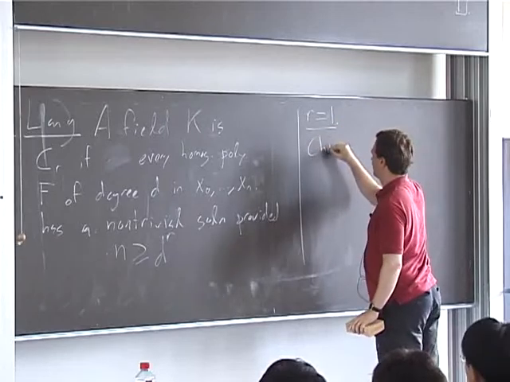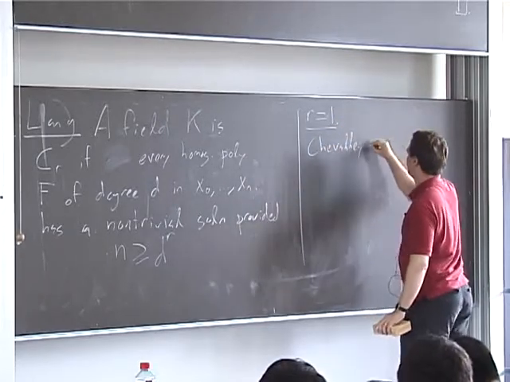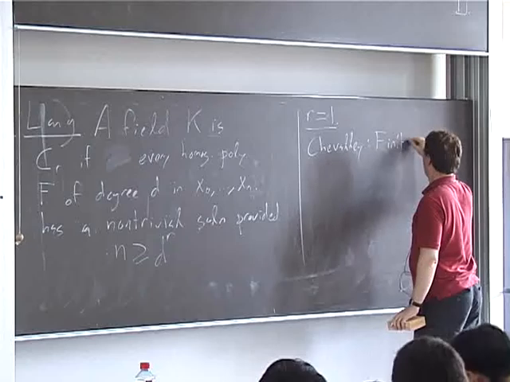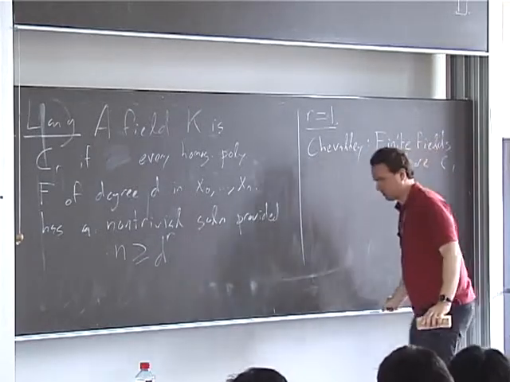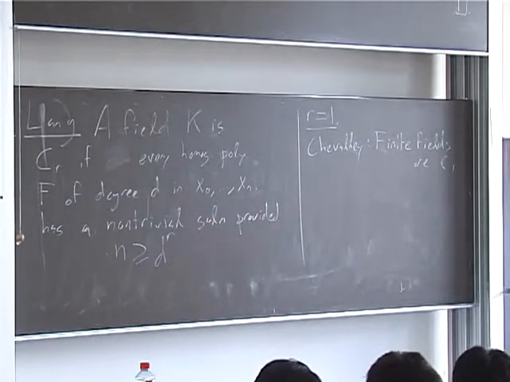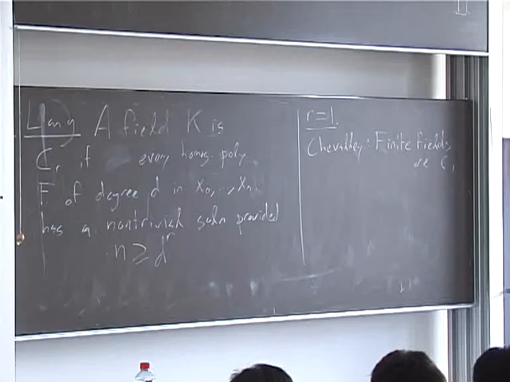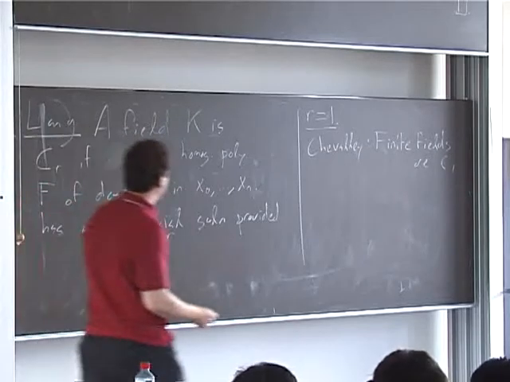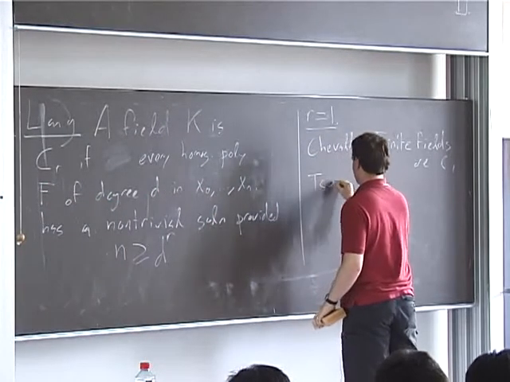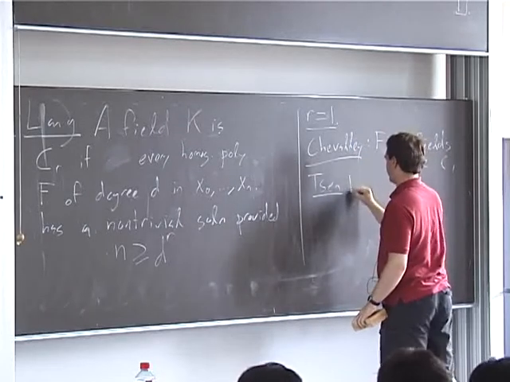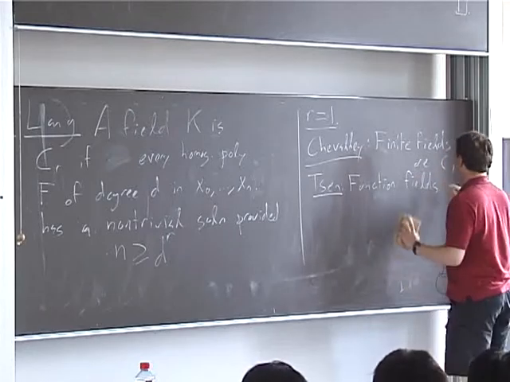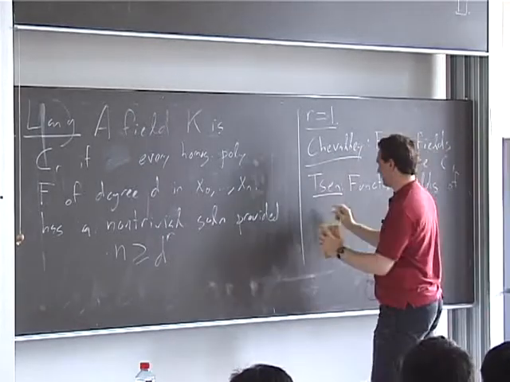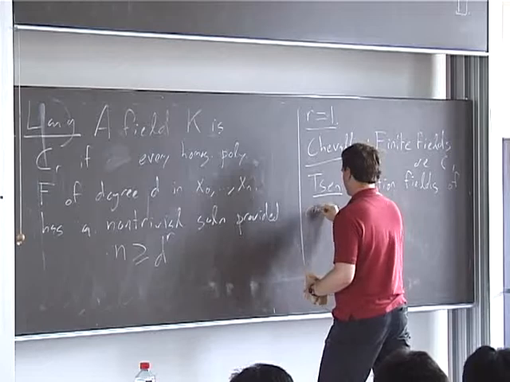Chevalley proved finite fields are C1. I need some more chalk. And then for function fields, Tsen proved that function fields are C1. Tsen proved this for function fields of curves over an algebraically closed field. I apologize. I'll say function fields of curves, and you will almost certainly think of function fields over finite fields, but I mean over algebraically closed fields.